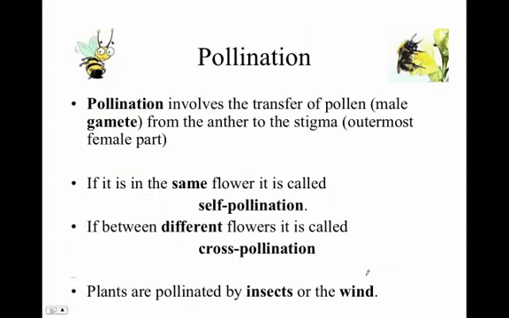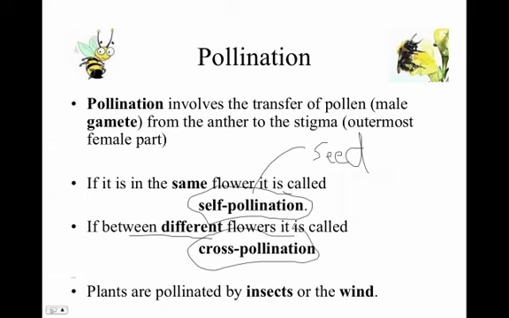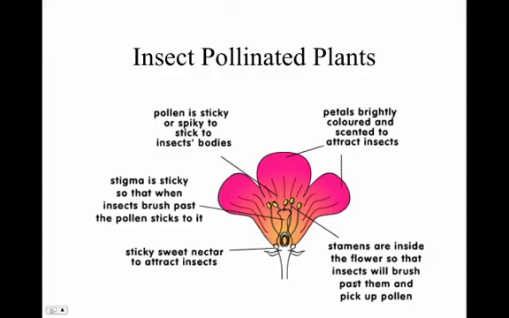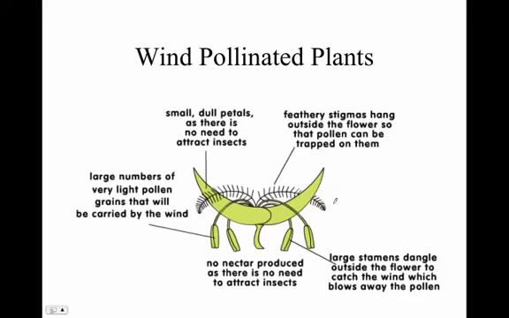And let's talk about pollination. Pollination involves the transfer of pollen, that's the male, from the anther to the stigma. If it's in the same flower, it's called self-pollination, which isn't good because then the baby, which is the seed, will look too similar and have too many similar characteristics to the parent. However, thanks to the help of insects like bees or other insects, if pollen is spread to another flower, it's called cross-pollination. And plants are pollinated usually by insects or even wind. So pollen is sticky, and it sticks to insect bodies. So wind-pollinated plants usually have lots of adaptations to help this happen.